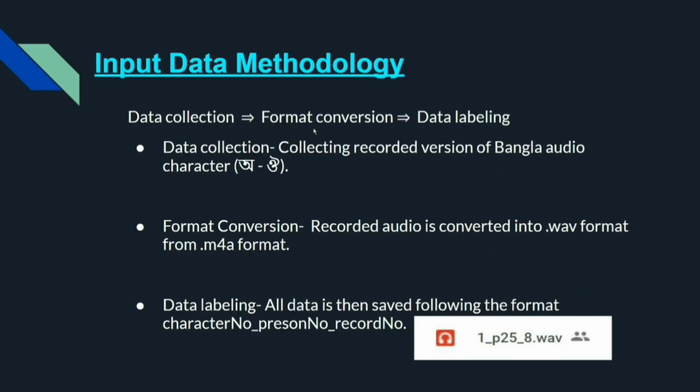Our collected data were in M4A format. That's why we converted the data into WAV format and then we started data labeling. We labeled our data in separate folders following the naming format character number, underscore person number, underscore record number. We labeled our characters from 0, that means Shoro-o is labeled as 0, Shoro-aa is labeled as 1 and so on up to 10. For example, here in the picture, 1 means character Shoro-aa and it is the 8th recording from person 25.